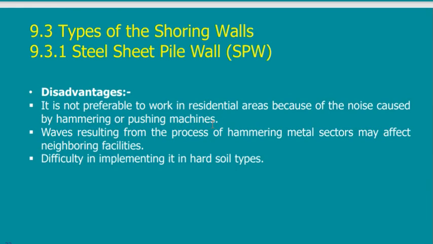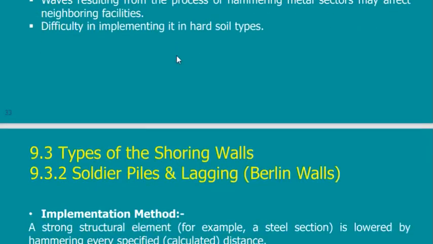What is the problem of sheet pile wall? Expensive, of course, because it's made of steel. It may rust with time. It will cause a lot of noise during construction because you are pushing steel pieces inside the ground. You may need to hammer it to go inside. It will affect the neighbors and the neighboring facilities. There is some difficulty in implementing it in hard soil. So these are the disadvantages of the steel sheet pile wall, but of course it is very good and very efficient in many cases.